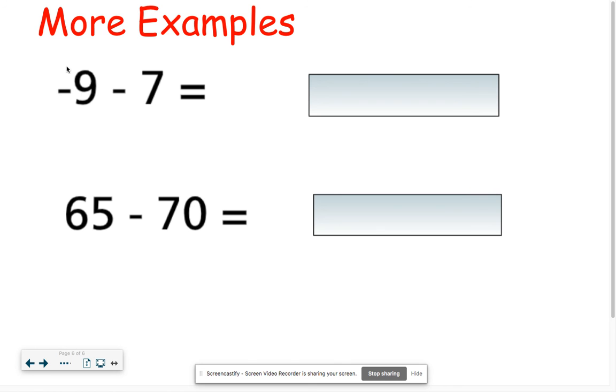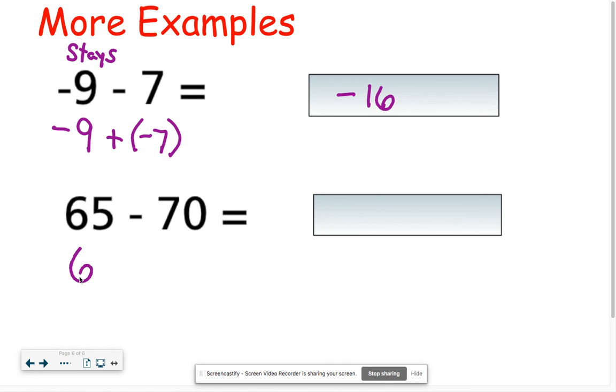Okay, we're going to rewrite these as addition problems. So the first number always stays. So it's going to stay a -9. And we have just a -7. So that's just going to say it's a -7. So if we have a -9 and a -7, we're going to end up with a bigger negative number. So it's 9 plus 7 is 16. And because they both were negative, our answer is negative.